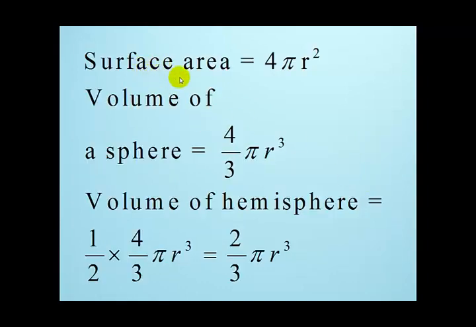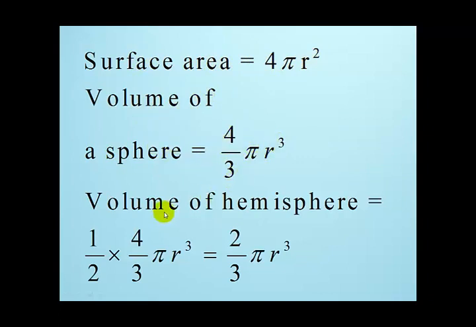The surface area of a sphere is equal to 4 pi r square. And the volume of a sphere is given by 4 over 3 pi r cube. Now take note of the formulas, they are very important. The surface area of a sphere is equal to 4 pi r square, and the volume of a sphere is equal to 4 over 3 pi r cube.